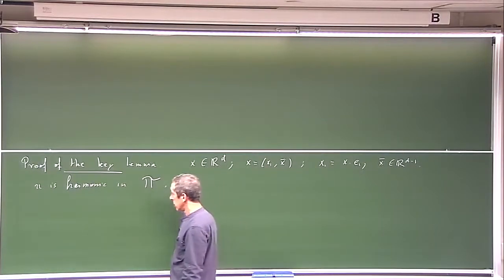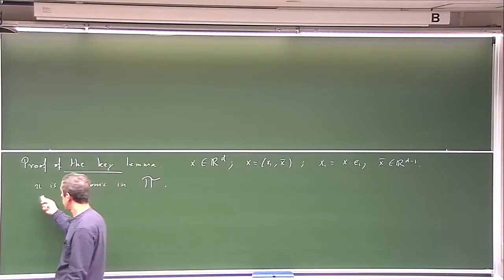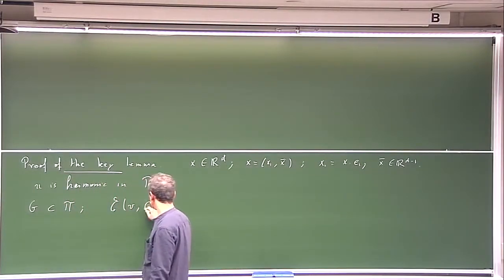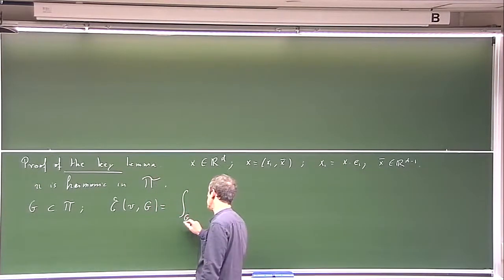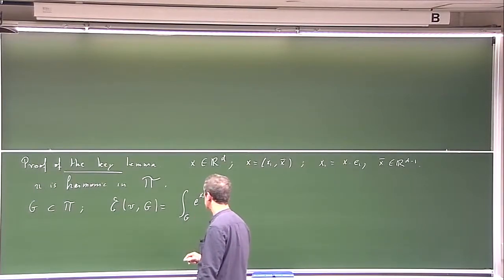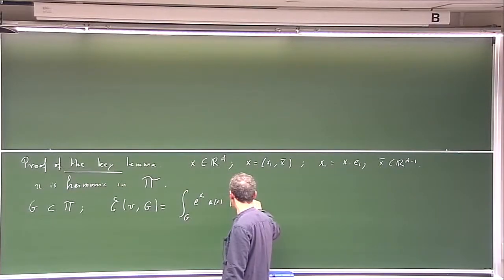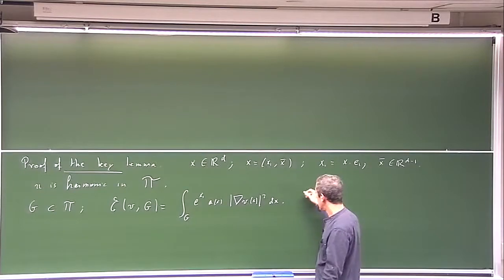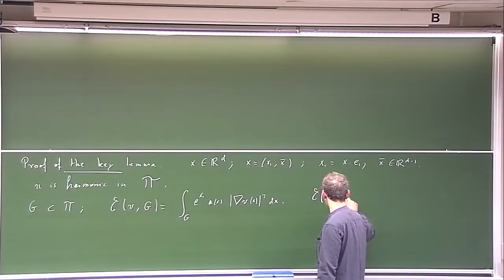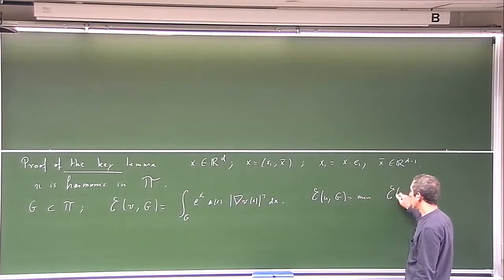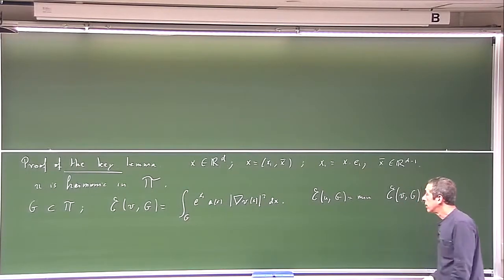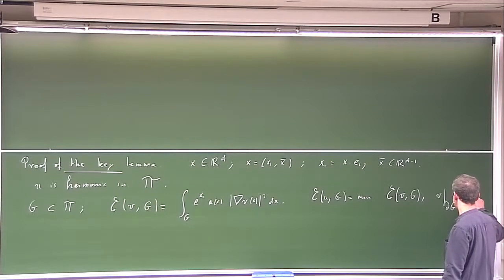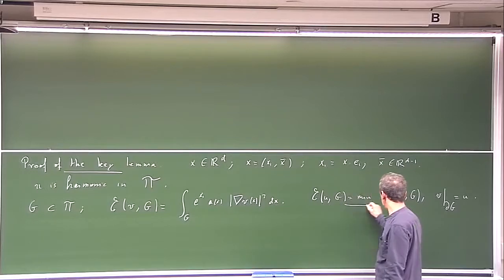Now, U is harmonic in pi, so it minimizes the energy. So let us introduce some notations. If I have a nice set G in pi, I will use the notation E of some function V on G to denote the integral over G of the energy, which is exponential x1 times A of x times the gradient of V squared dx. So from the fact that U is harmonic, we then get that this energy of U on G is the minimum of all energies of Vs on G, where V is any function which agrees with U on the boundary. So V on the boundary of G should coincide with U. And so the whole proof is based on that.